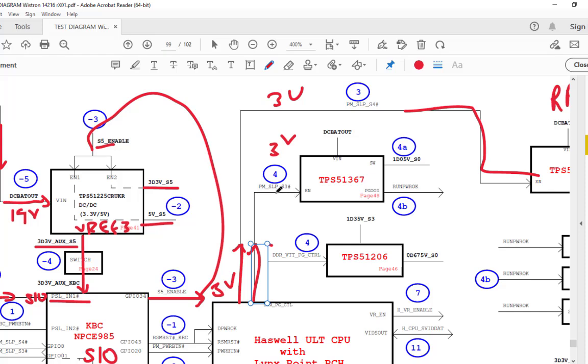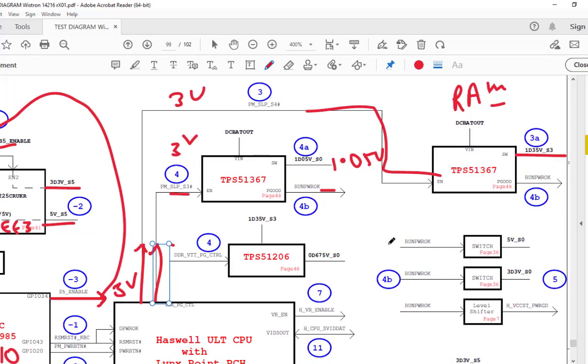And after that, the SLP_S3 signal gives enable to this 1.05, that is step number 4, and after step number 4 there will be a 4A and 4B. 4A is the 1.05 voltage, which is given to the PCH, and the power good will be generated. Then 4B here is called the run power.